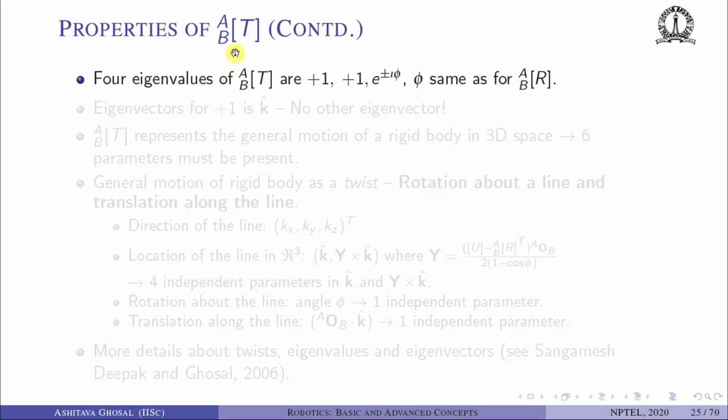Let's continue. The transformation matrix is a 4x4 transform matrix. It is of dimension 4x4, so clearly there must be 4 eigenvalues. It turns out that the eigenvalues are plus 1 repeated, and e to the power plus minus i phi. So e to the power plus minus i phi is cos phi plus minus i sin phi. And what is phi? It is the same as what we obtained for the rotation matrix. So it is some cos inverse of the trace of the matrix minus 1 divided by 2. The eigenvectors corresponding to plus 1 and plus 1 is only 1. This is a very interesting property. We have 2 repeated eigenvalues, but there is only one k, one axis of rotation. There is no other eigenvector.